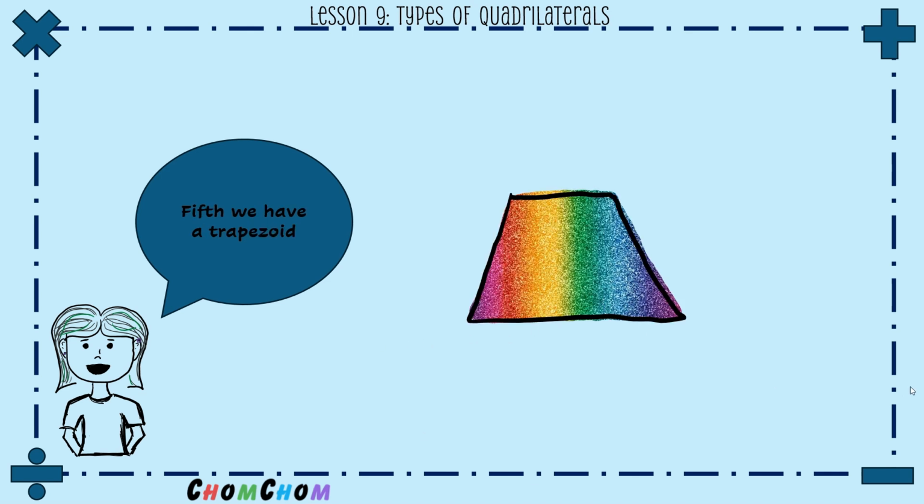Fifth, we have a trapezoid. A trapezoid has 1 pair of parallel lines.